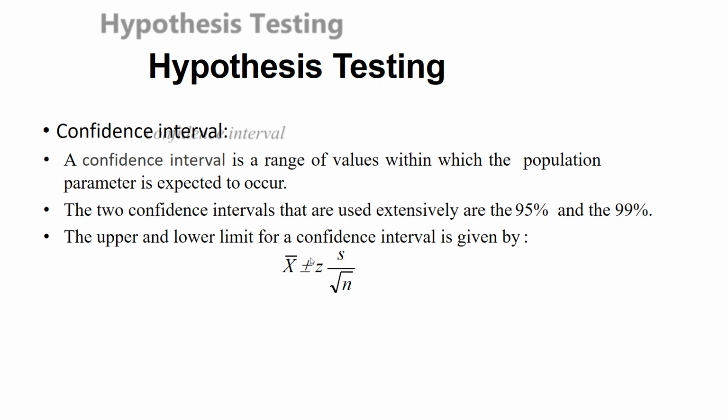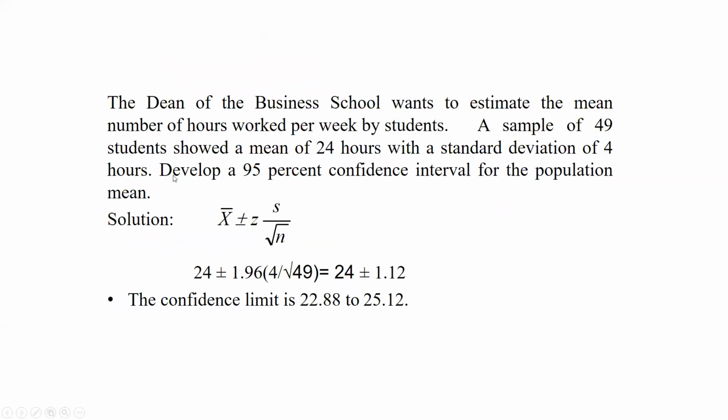Plus sign, it will reach the upper limit. Minus sign, we will reach the lower limit. This is the z-score. S means standard deviation divided by square root of n. N means sample size.